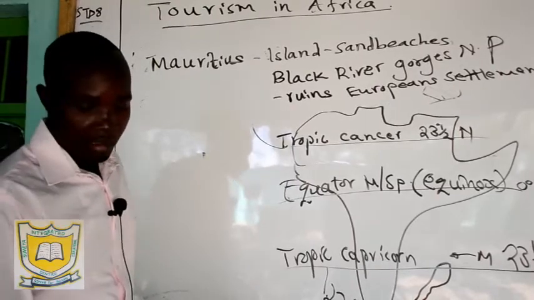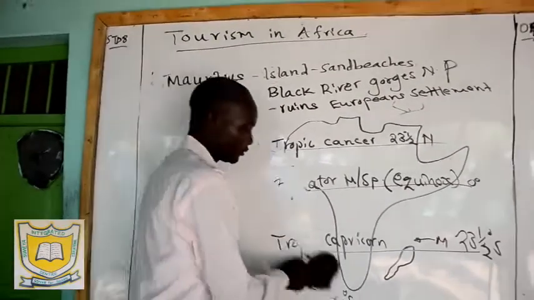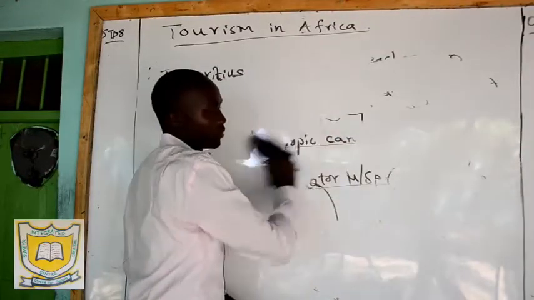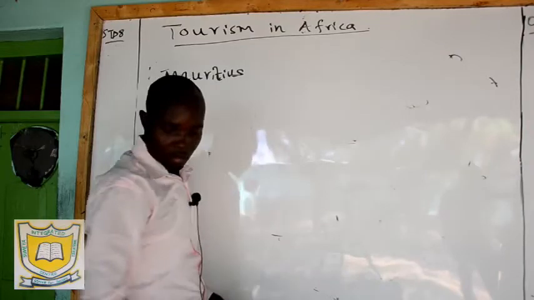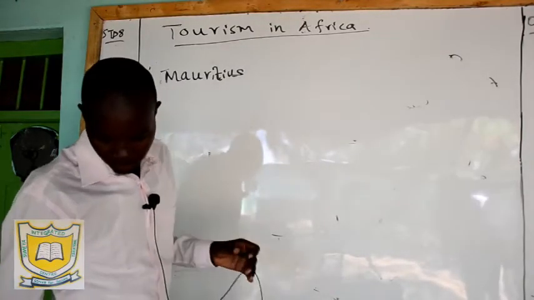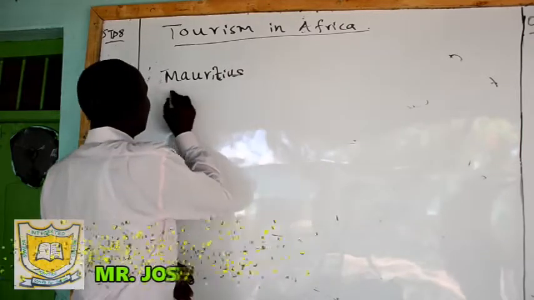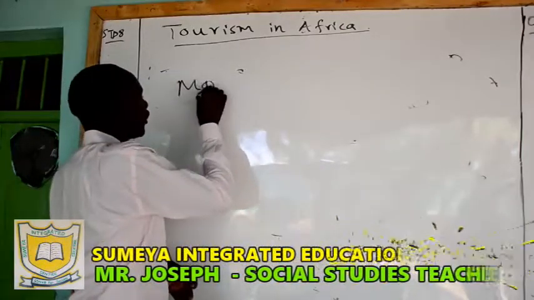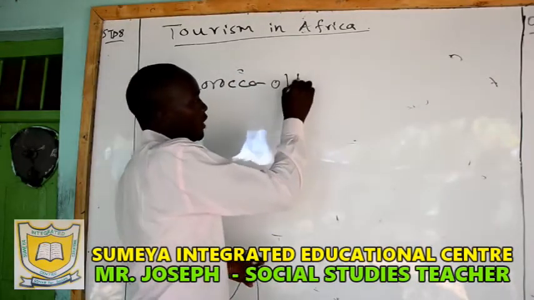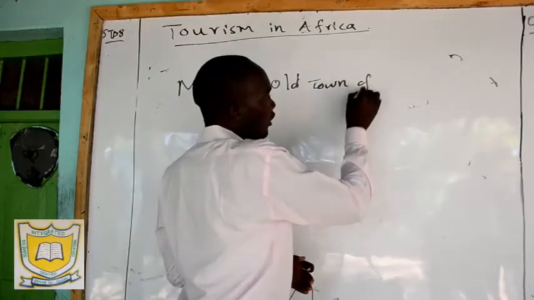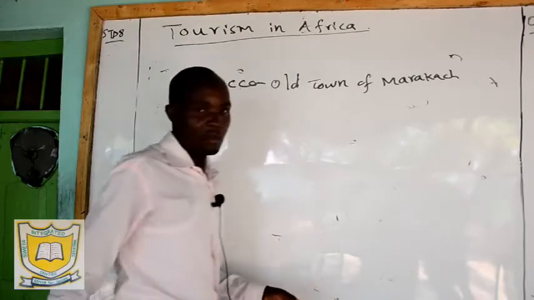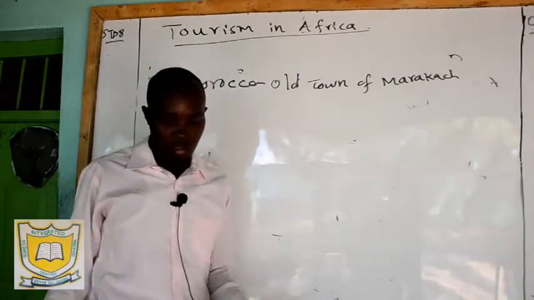Then we have another one called Morocco. We're also going to look at Morocco. Morocco is a country in North Africa. So Morocco is here. We have tourist attractions. We have the old town of Marrakech. That one is one of the major tourist attractions also in Morocco.